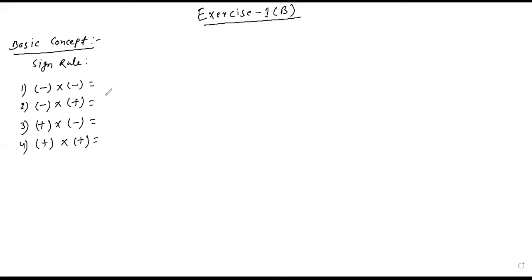The basic technique to remember the sign rule is this: when you multiply the same signs with each other, the result will always be positive. And when you multiply opposite signs, the answer will always be negative. So minus into minus, both are minus, same sign, so the result will be plus. Here one is minus, one is plus, opposite signs, so the result will be minus. One is plus, one is minus, opposite signs, gives a minus. Plus into plus, the same sign, plus. So this is the technique to remember the sign rule.